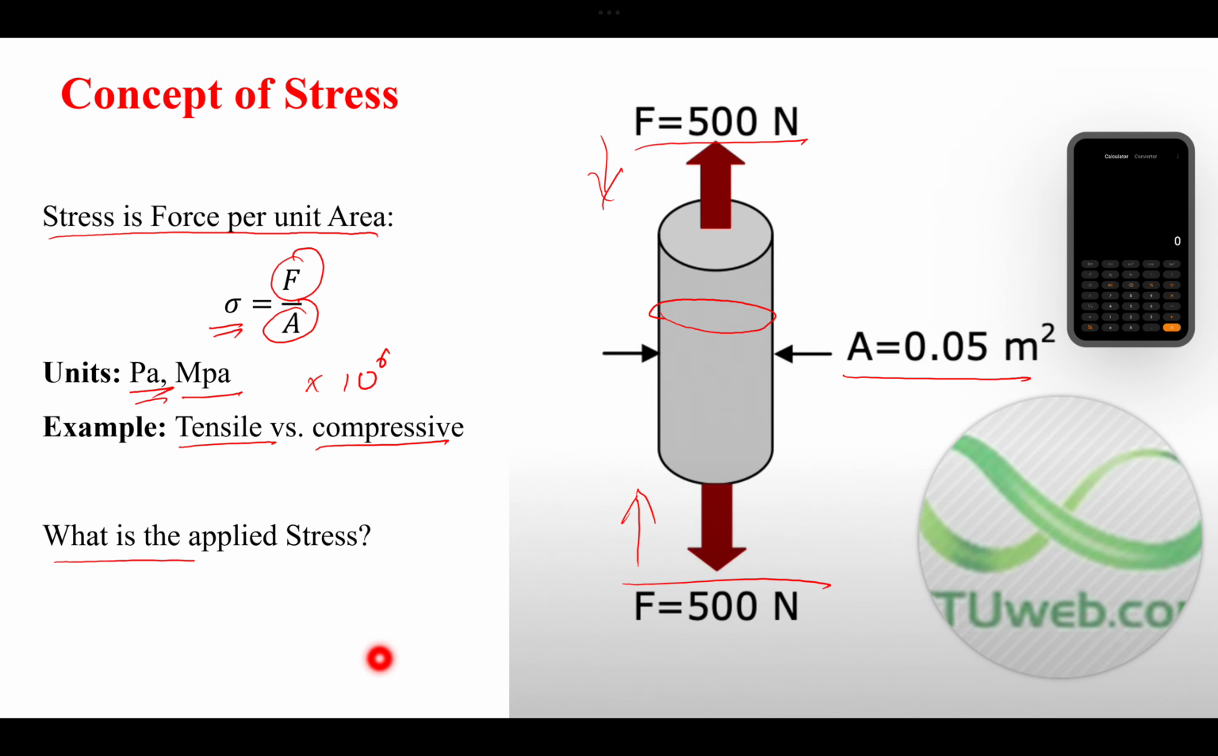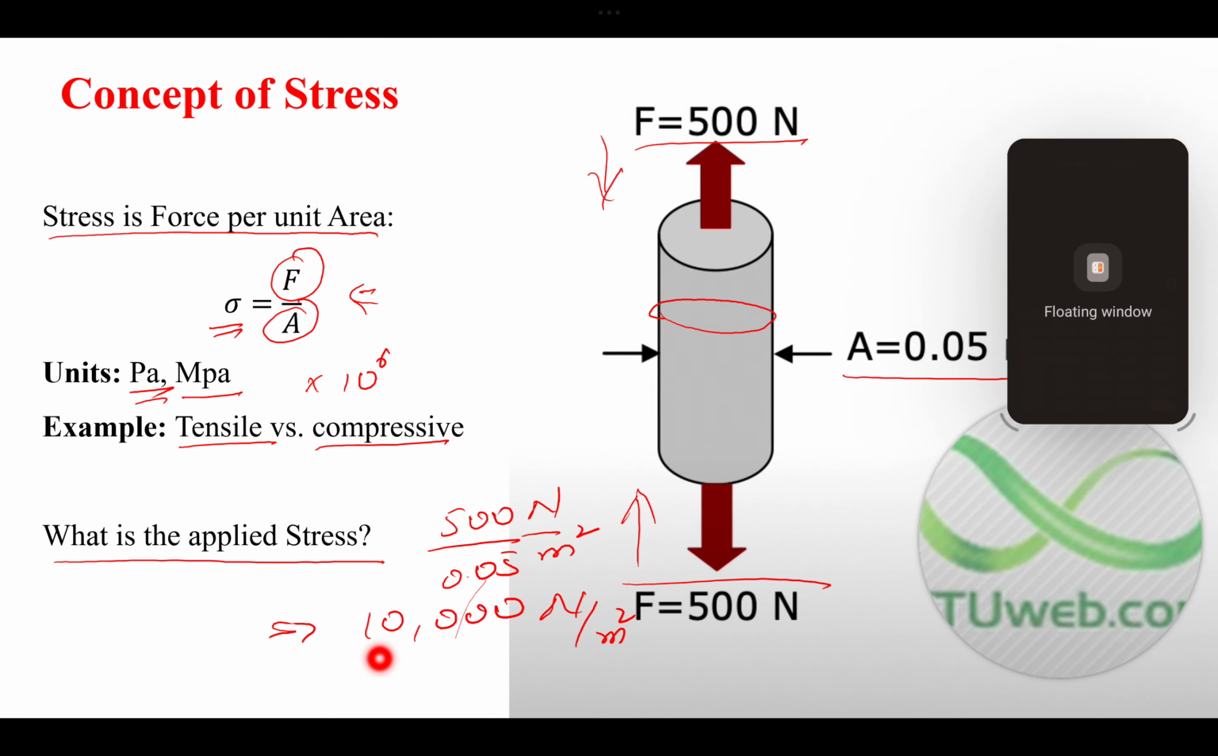In this case, let's see what is the applied stress. So using the formula that we have, sigma is equal to force divided by area. So force is 500 Newton and our cross section area is 0.05 meter square. Keep in mind the units as well. It will give you something like 10,000. So that will be 10,000 Newton per meter square.